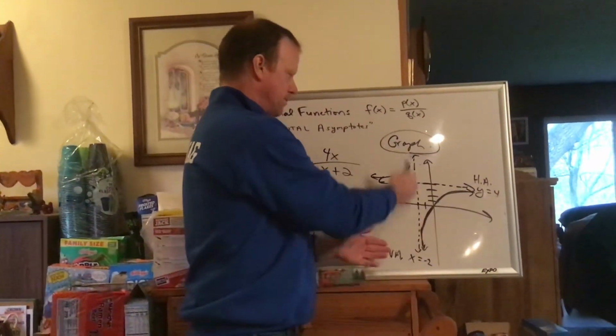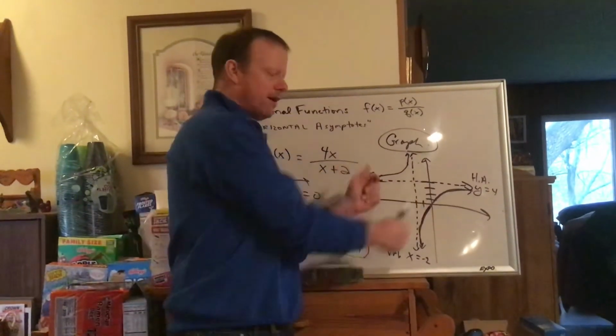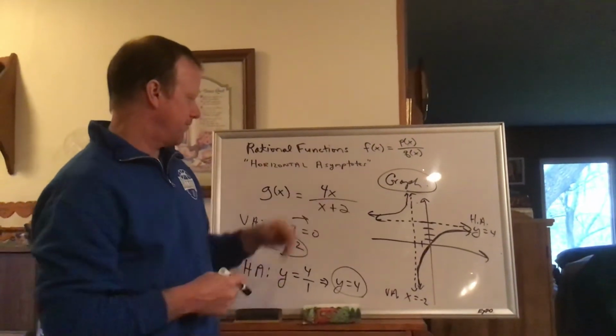Same way with the vertical asymptote. It's going to get really close to the vertical asymptote, but the graph of this is not going to cross over these asymptotes. So that's the graph of this function.